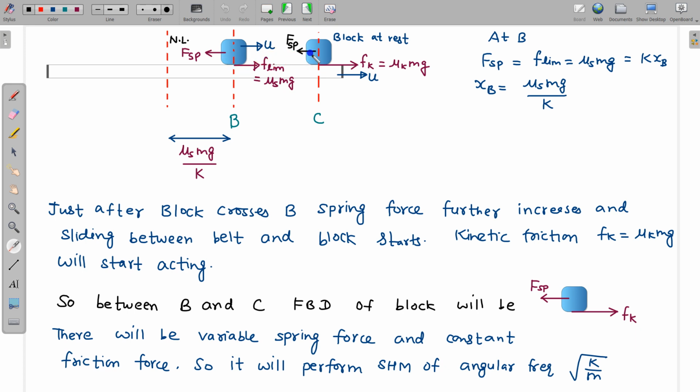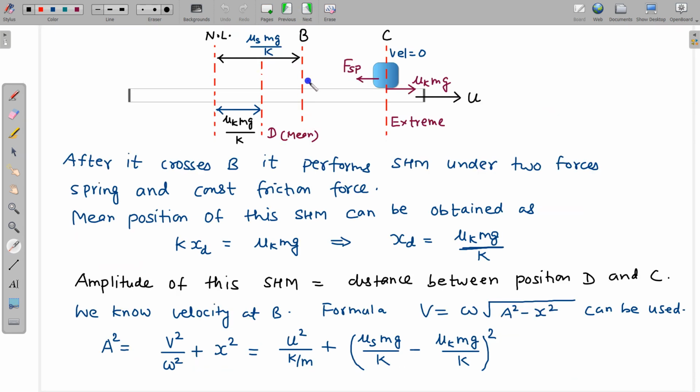C is the position where it will stop, because it retards continuously as the spring force is more than the friction force. So it will continue to retard and finally stop, and this will be the extreme position in this SHM. Here its velocity becomes 0.